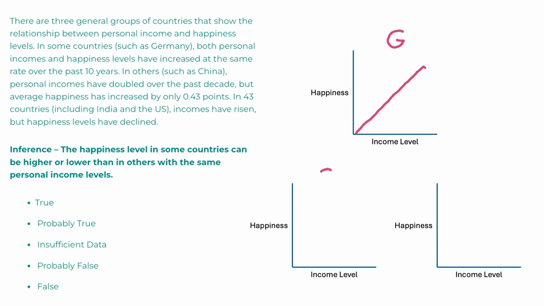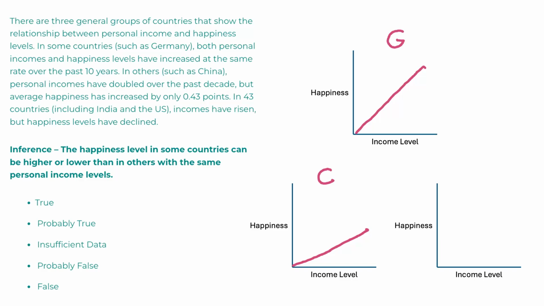So again, if we want to represent this visually, we can write C for China, and we can draw that relationship, which would look something like this. Again, happiness is increasing, and income level is increasing. But the rate at which income level is increasing is greater than the rate that happiness is increasing.